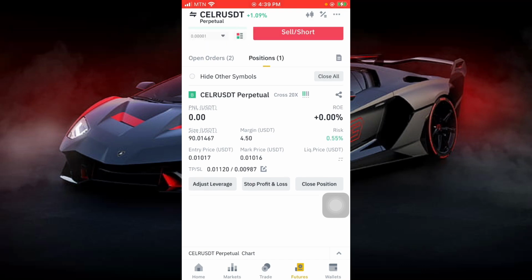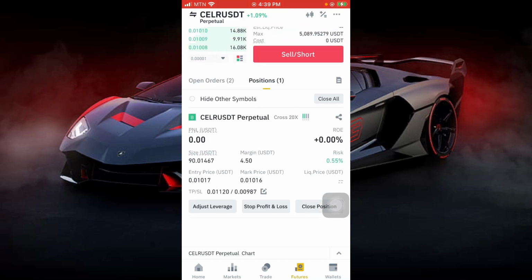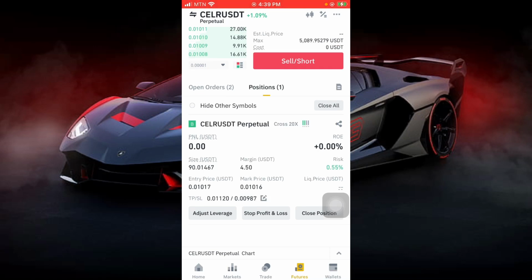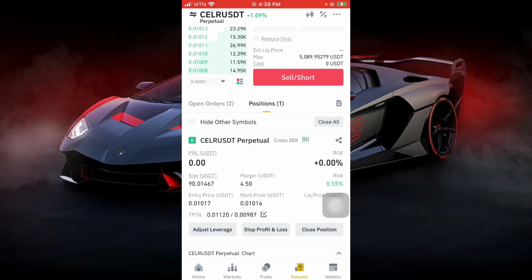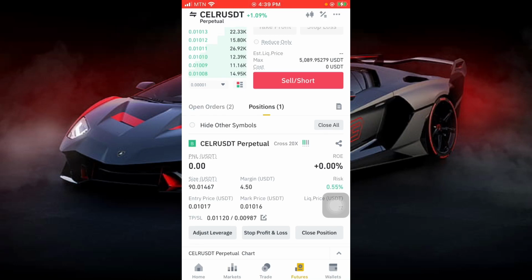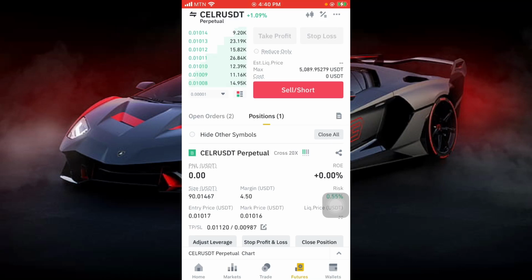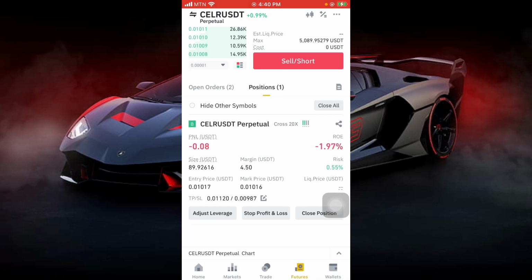If you enter a trade, let's say we have just entered this trade, you can see we have seller USDT perpetual. Down below it we have, check the left hand side, you can see 0.00, and at the right hand side ROE 0%. So anytime that you enter a trade and the PNL is in negative or is in red, that means you are losing the trade.